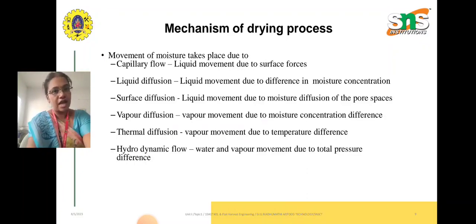Capillary flow is nothing but the liquid movement due to surface forces. Liquid diffusion is the liquid movement due to the moisture concentration difference. Surface diffusion takes place due to the moisture diffusion in the pore spaces. Vapor diffusion is the vapor movement due to the moisture concentration difference, and when there is a vapor movement due to temperature difference, thermal diffusion takes place. Hydrodynamic flow is nothing but the vapor and water movement due to the total pressure difference.